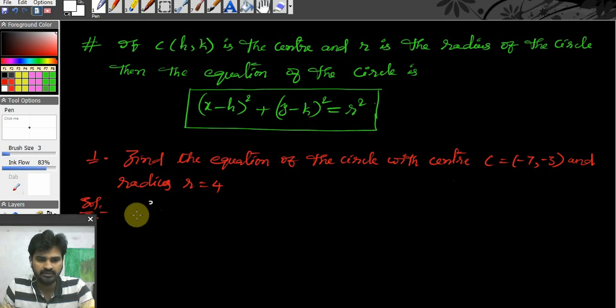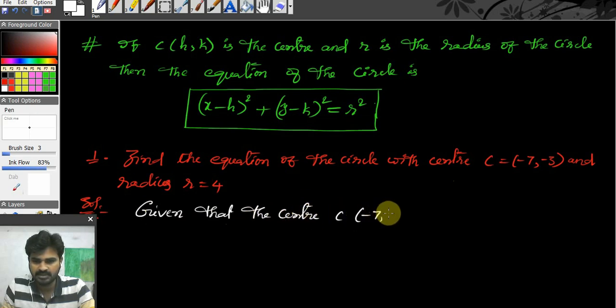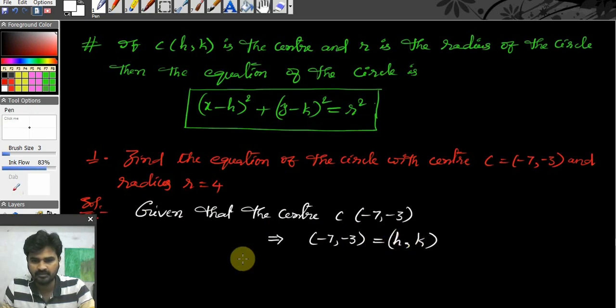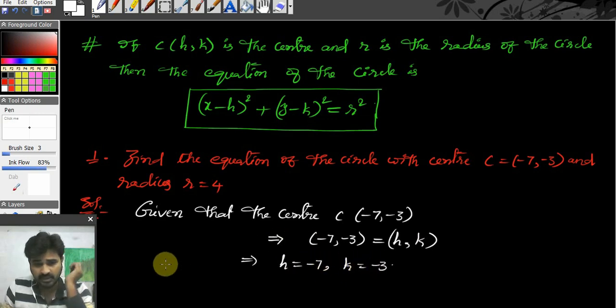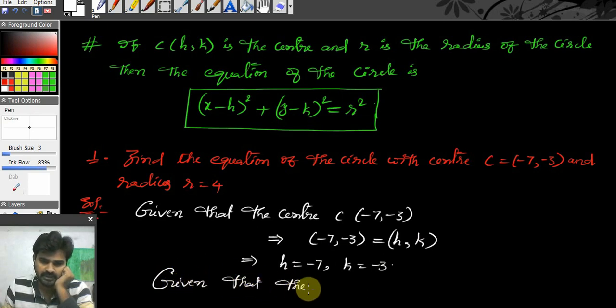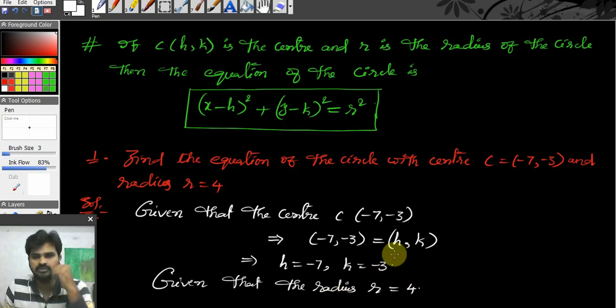First you need to write what is given. Given that the center C is (minus 7, minus 3). When the center is given, the next step is to take the center coordinates as h and k, where h is equal to minus 7 and k is equal to minus 3. Next, given that the radius r is equal to 4. So they are given here.